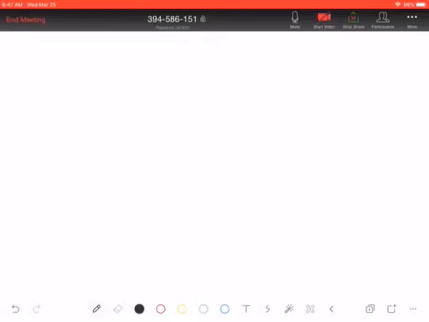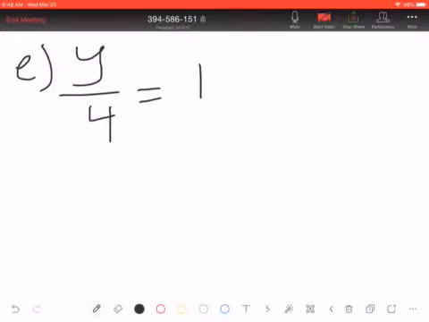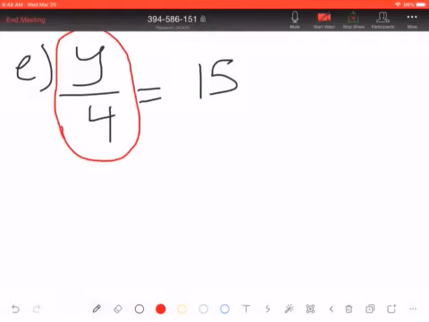And then finally, we've got E. Oh, this one's a little bit of a challenge. It'd be interesting if you do figure this one out. It's got Y fourths equals 15. Okay, so this gets tricky, but what's happening is, remember, there's inverse operations. So in this case, Y fourths actually means Y divided by 4, since we know the fraction bar means division. So Y divided by 4 is 15.